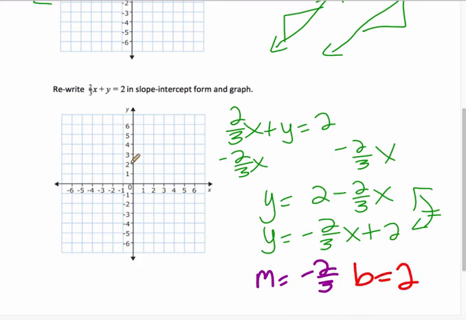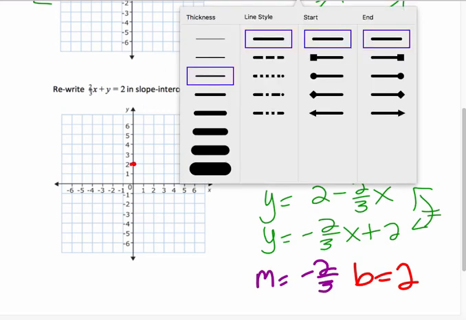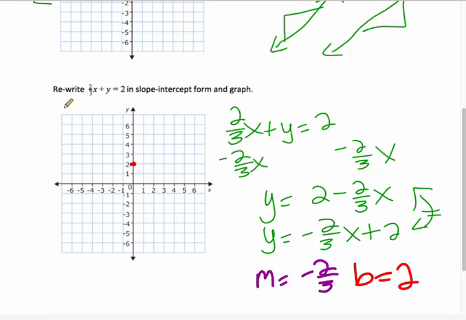So the first thing I'm going to do is plot my 2 on my y-axis. That's my y-intercept. And then I'm going to rise. Well, now here my slope is negative. So that means my line needs to be going this way. So I'm going to go down 2 and over 3 this way. Down 2 over 3. Or I can go up 2 and over 3 this way. Up 2 over 3. And then make my line.